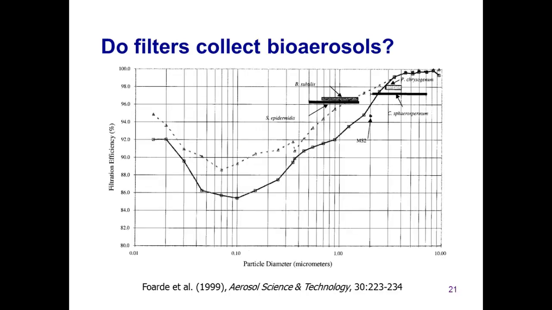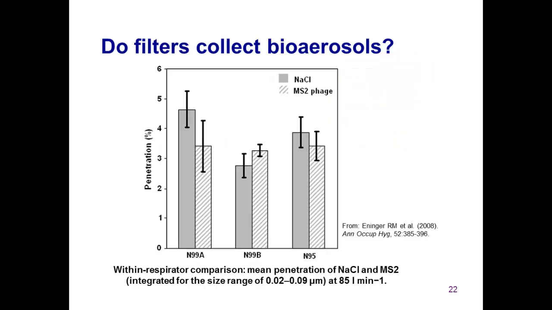Ford and co-authors showed that specific viruses, bacteria, and fungi were collected similarly to solid or liquid non-biological particles of the same size. Biological particles, shown as bars covering the particle size range at which they were produced, correspond very well with the curves that were developed for liquid and solid particles. Enninger and co-authors measured similar penetration for a virus aerosol, MS2 bacteriophage, as for non-biological sodium chloride particles through several different kinds of respirator filters over the same size range for both types of particles.